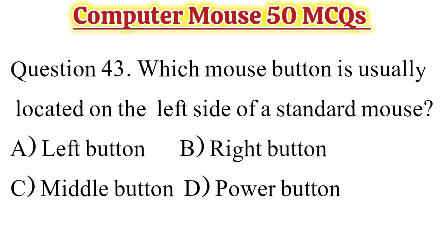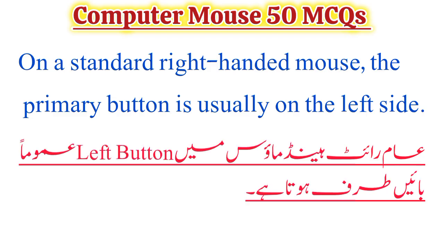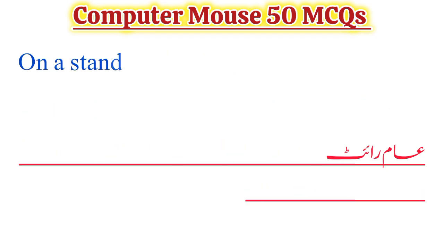43. Which mouse button is usually located on the left side of a standard mouse? A. Left button. B. Right button. C. Middle button. D. Power button. Answer: A. Left button. On a standard right-handed mouse, the primary button is usually on the left side.